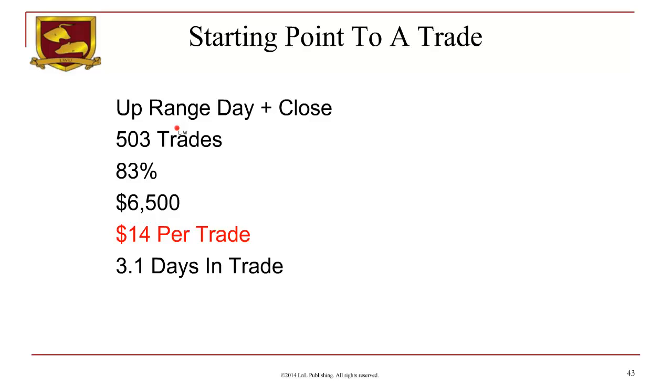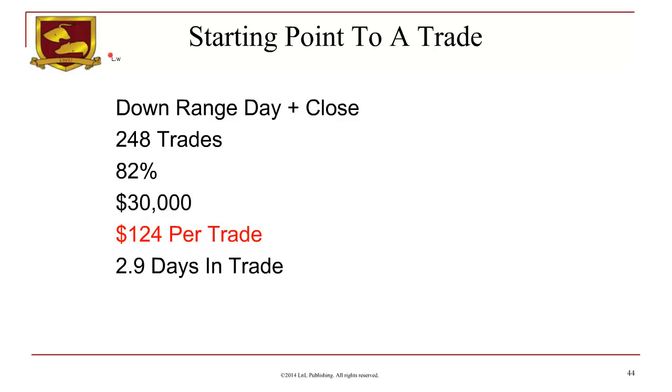Okay, how about an up range and an up close? Wow, doesn't do so well. Makes $14 a trade, no big deal. So far, we haven't seen that there's much of a pattern any place here. How about a down range with an up close? Well, that's marginally to the upside. $124 a trade. It's like, what are we doing all this for?